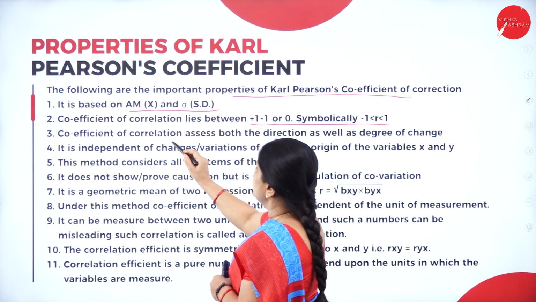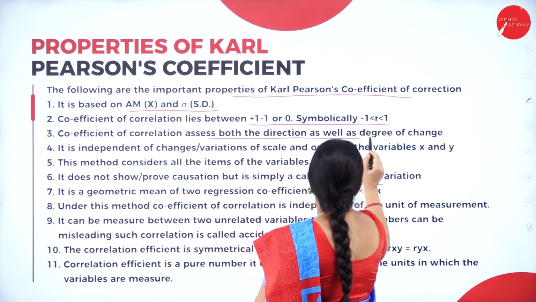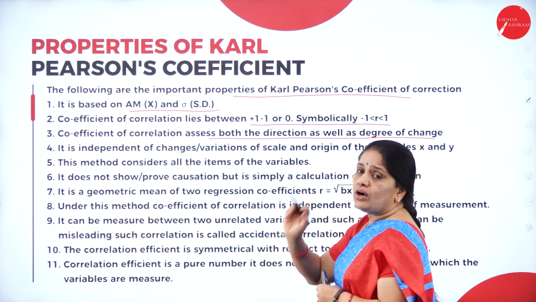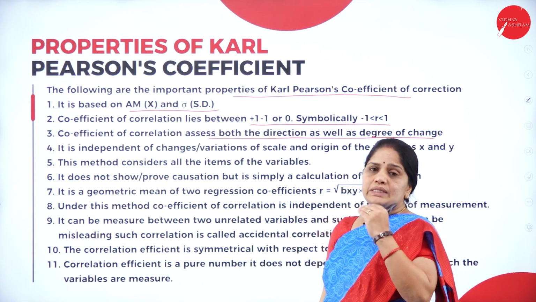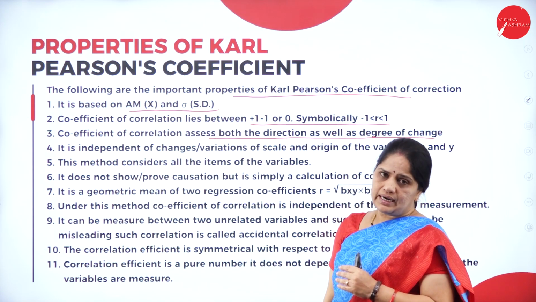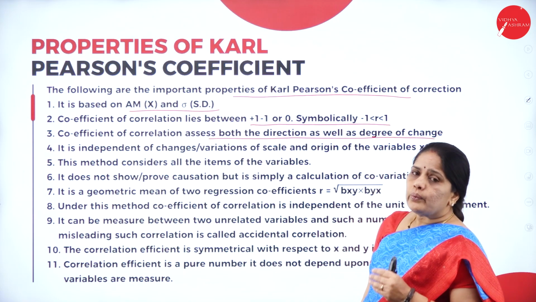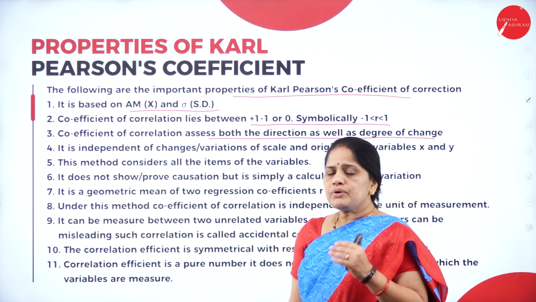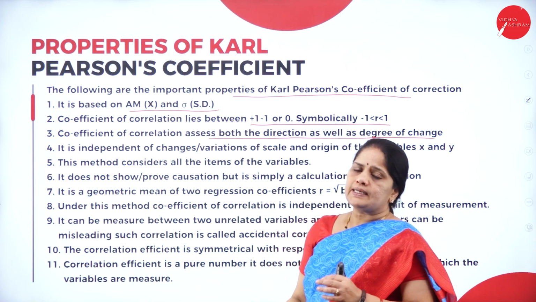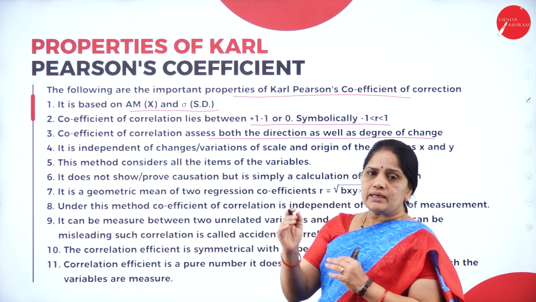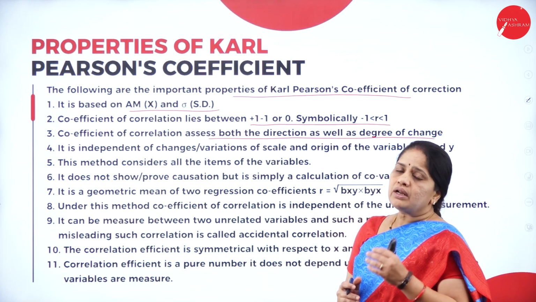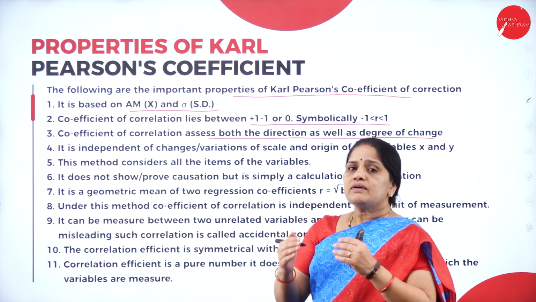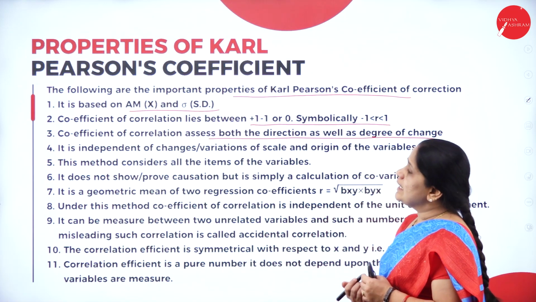Then, coefficient of correlation assesses both the direction as well as the degree of change. So, it will tell us whether both the variables move in the same direction or in different directions. So, how do we know that? With the help of the symbol. Suppose both are positively correlated, we say that both the variables move in the same direction. But if there is a negative correlation, we should understand that the variables move in different directions.